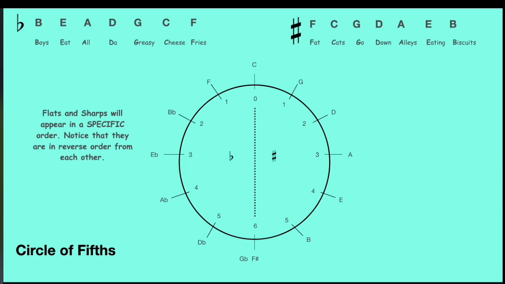Also, notice the order of flats that they appear. It's exactly backwards from the order of sharps. If you remember, the order of sharps as being fat cats go down alleys eating biscuits, F, C, G, D, A, E, B, then all you have to do is reverse the order for the order of flats, B, E, A, D, G, C, F. Or you could remember that boys eat all greasy cheese fries.